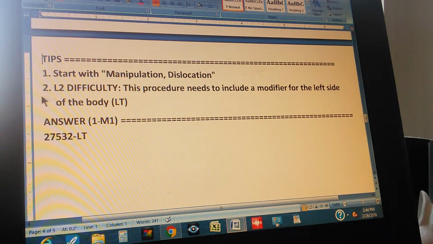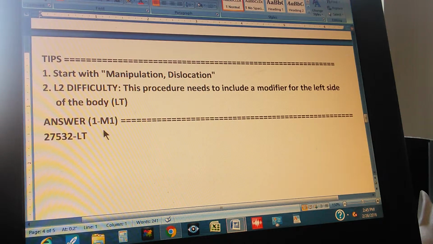Tip number 2: level 2 difficulty. This procedure needs to include a modifier for the left side of the body. With parentheses, it reads LT. And why do you need that? Because in the problem, they tell you it's the left side. So with these 2 tips, you should be able to get the path now.